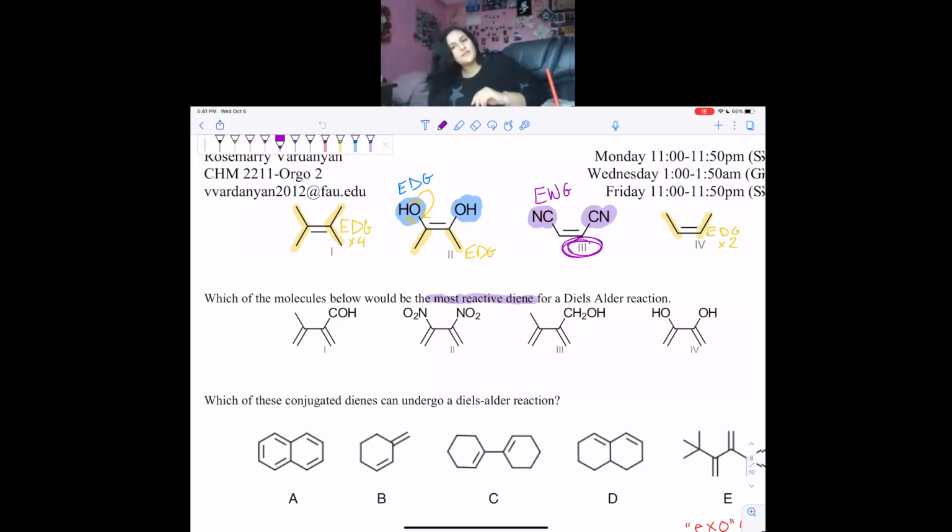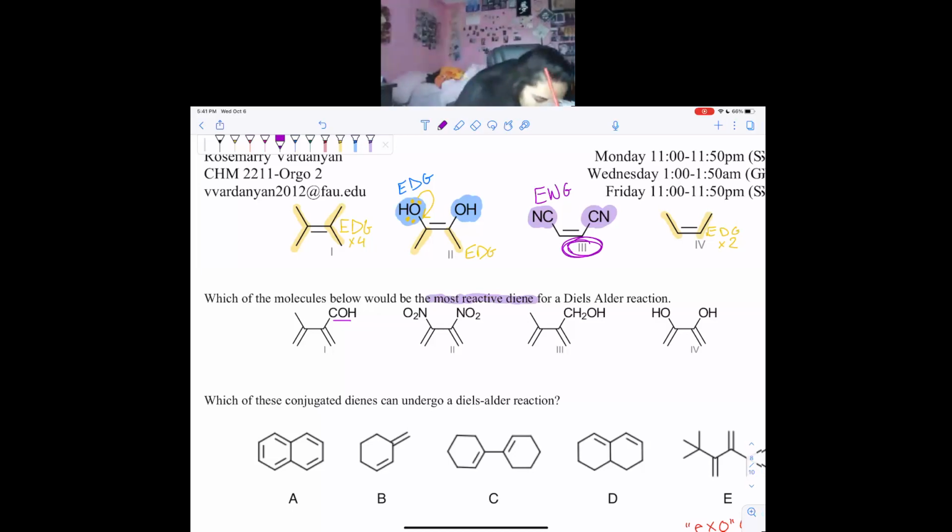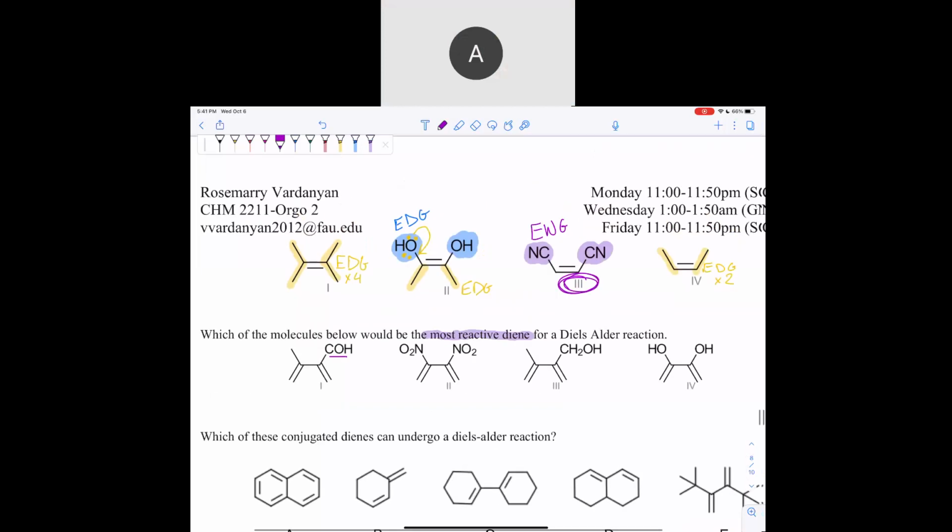Alrighty, I think that was enough time to look at them. If anyone wants more time, feel free to let me know. So, this first one, what functional group is that? Rosemary, yes, what's up? With the previous problem, the CN one, is that a diene?